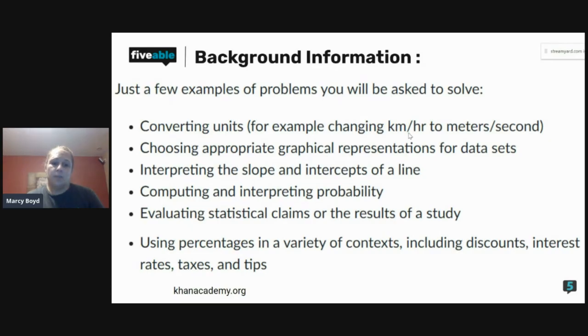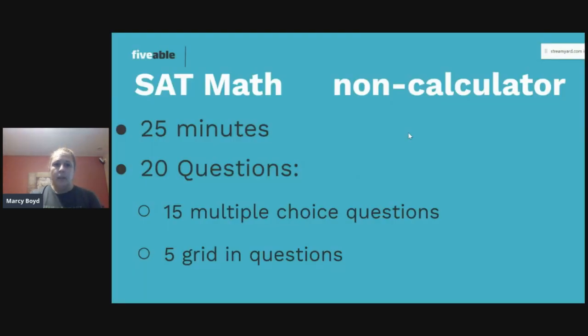And the last, using percentages in a variety of contexts, sometimes talking about discount, for example, at a store, finding an interest rate, finding tax or tip. So again, they're trying to put this into real world situations that might be useful. Okay, so we are going to start with the non-calculator.